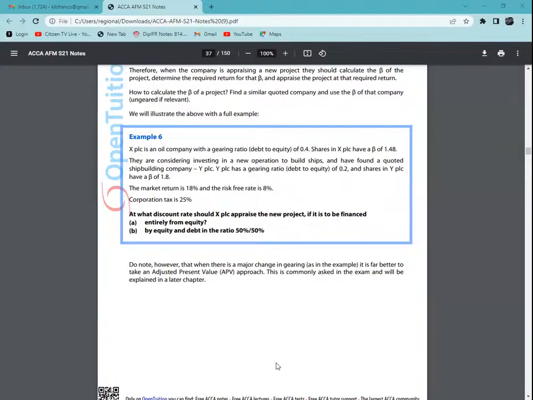Now, from there, we have a corporation tax rate of 25%. So what discount rate should XPLC use to appraise the new project if it is to be financed, A, entirely from equity, and B, equity and debt in the ratio of 50-50? So let's agree one thing. Should I do this question directly, or should I give you 3 minutes to try the question yourselves?